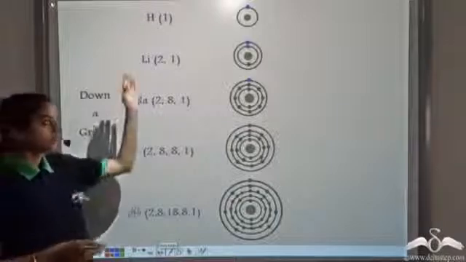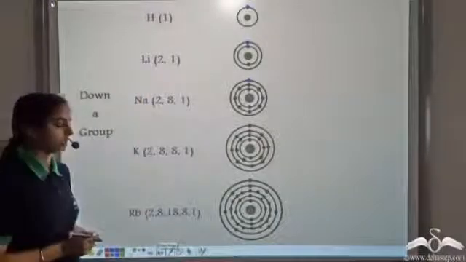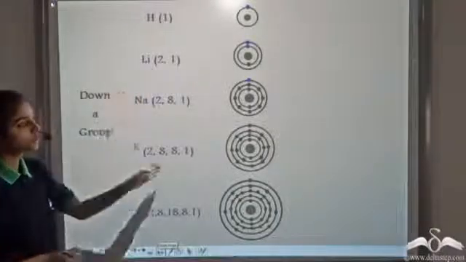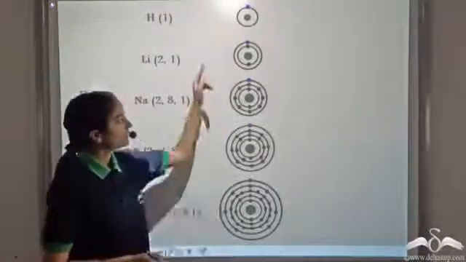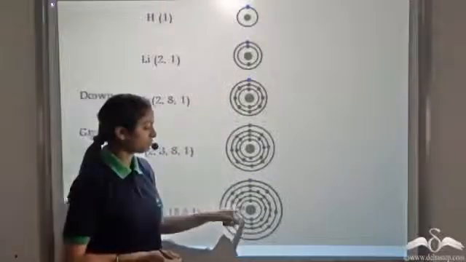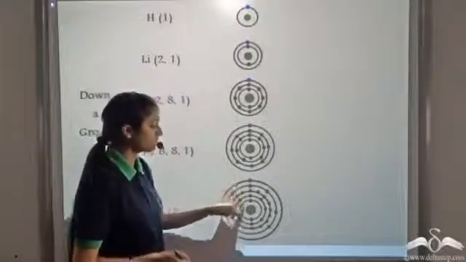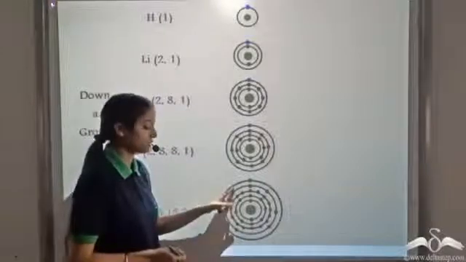Okay, so now we have to move down a group in a periodic table. Down a group, we know that atomic size increases. The atomic size increases because of the increased number of shells which outweigh the increased nuclear charge.